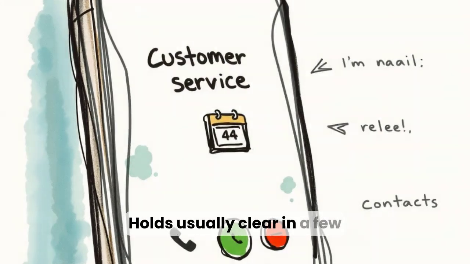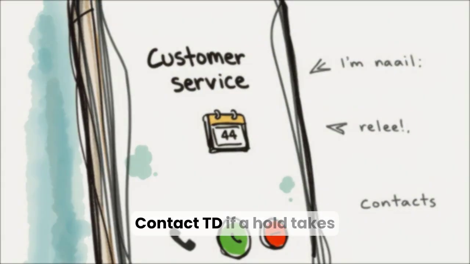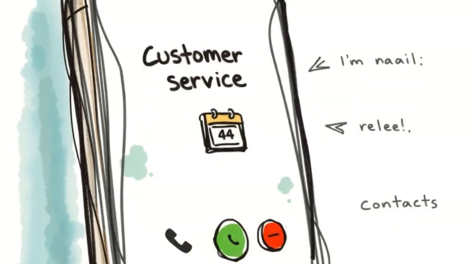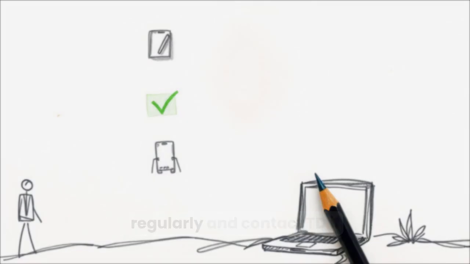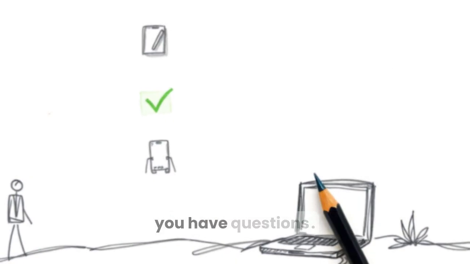Holds usually clear in a few business days. Contact TD if a hold takes longer. That's it. Check pending transactions regularly and contact TD if you have questions.